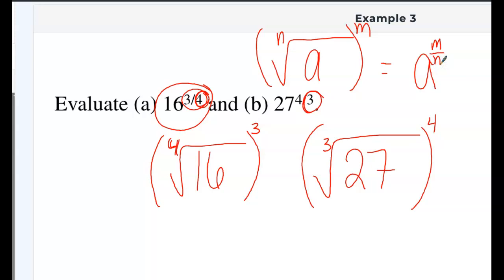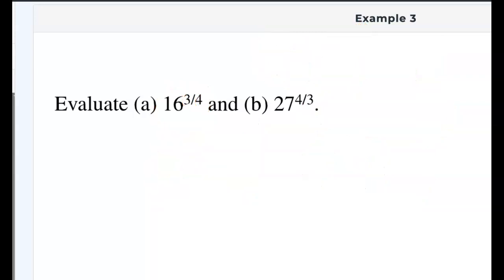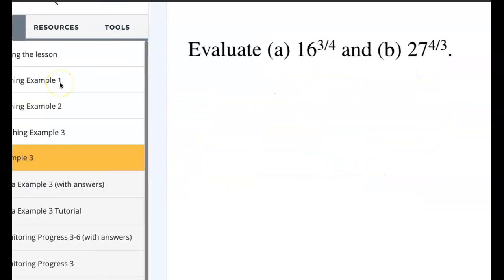Because a stayed the same, my 27 stayed inside. My n stayed the same, it's still 3. But now my numerator is the quantity that it is raised to. So that is m, essentially. Okay? Got that? I will talk about that in just a little bit.